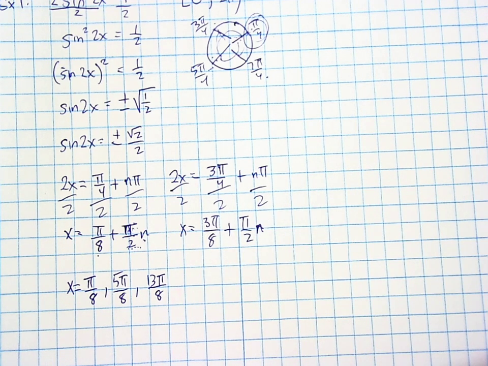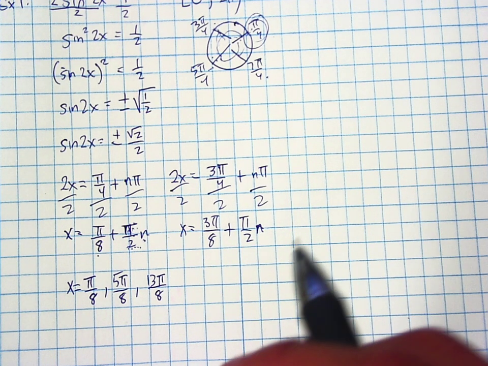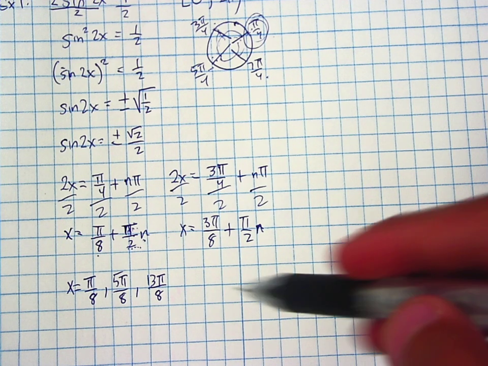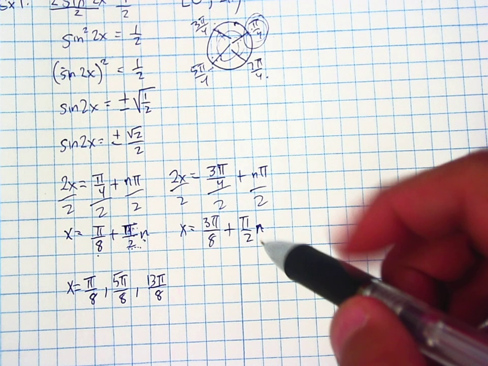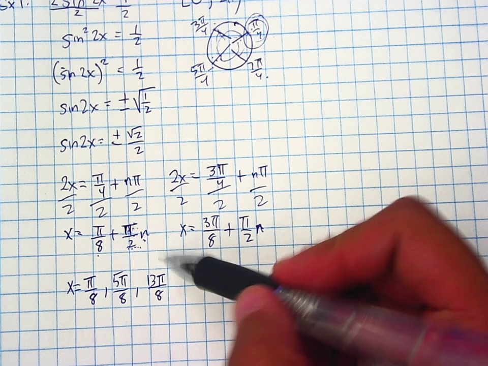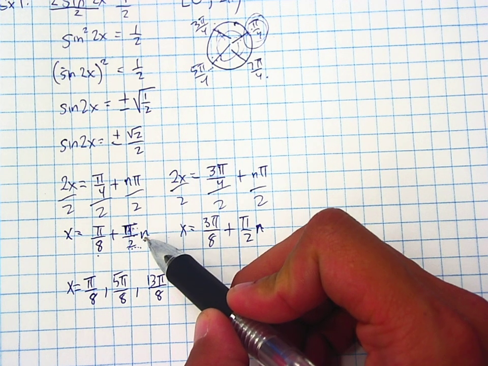And again, I'm going to keep on going until I stay between 0 and 2 pi. And actually I missed one. I forgot to plug in 2. Let's plug in 2.